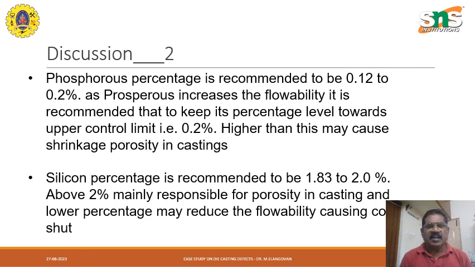0.2%. As phosphorus increases the flowability, it is recommended to keep the percentage level towards the upper limit of 0.2. Higher than this may cause shrinkage porosity in the castings.